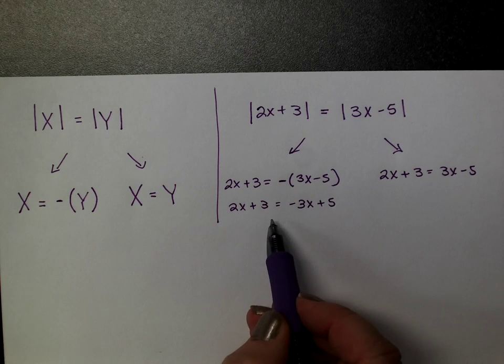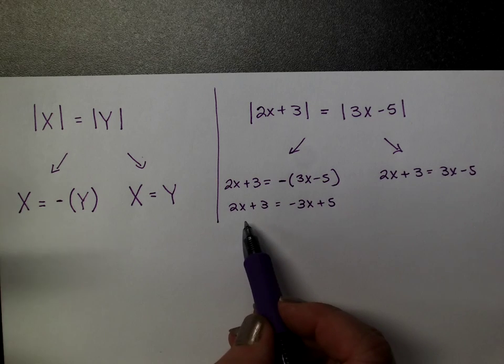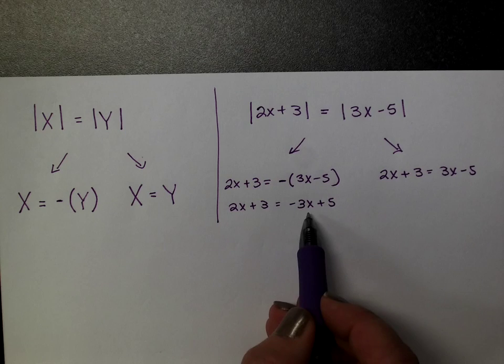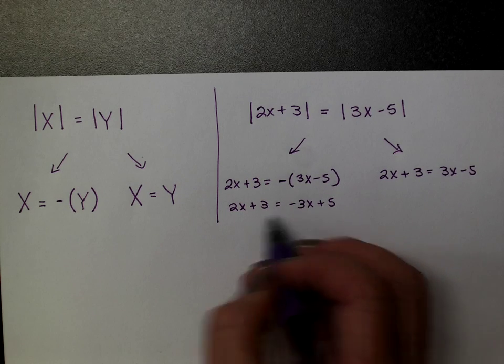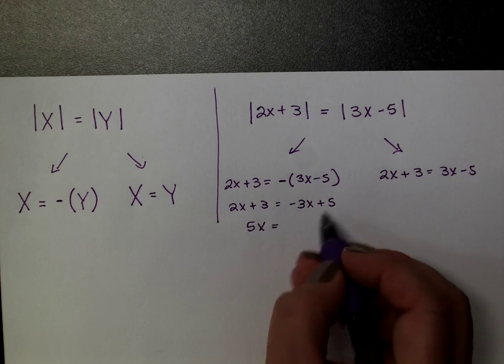And like I said, stop me if I start doing these mental steps and you're not sure where I got, stop me and ask. I'll say them out loud. Okay? I'm going to move the 3x over to the left, so that's going to make a 5x over here. Add 3x to both sides. And I'm going to subtract 3 from both sides, making a 2 over here.